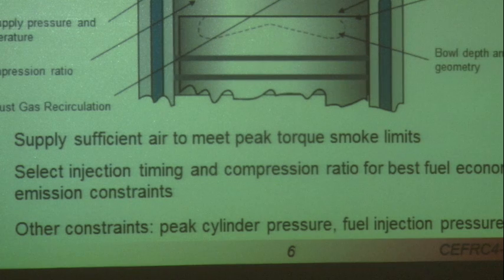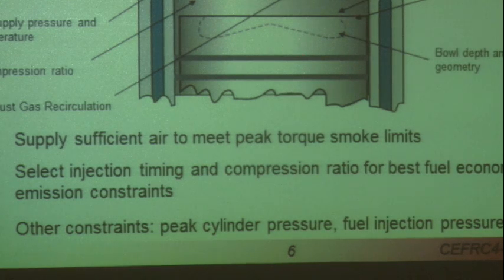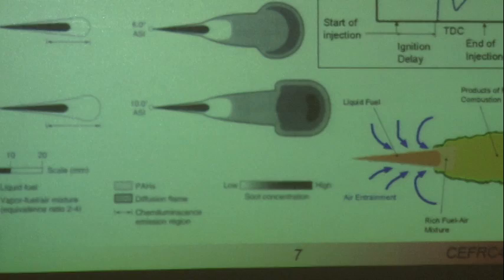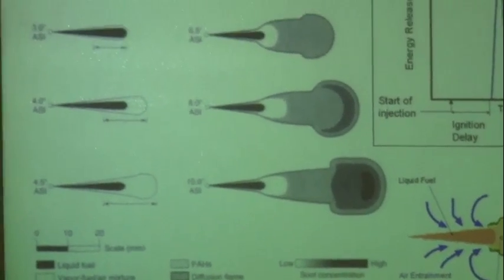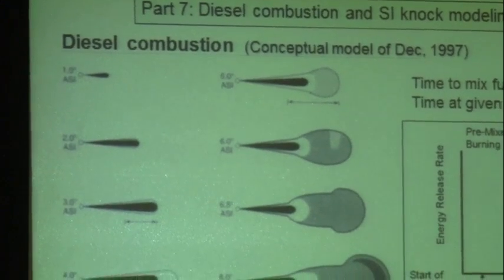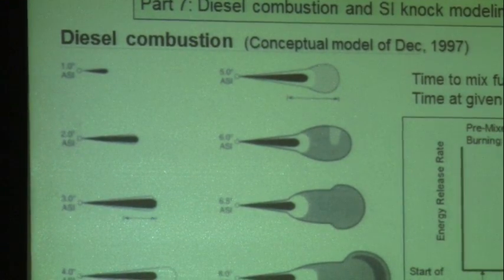Of course, there are constraints. The peak cylinder pressure, even though they're a lot higher than in a spark ignition engine because of the sturdiness of the engine, you still have cylinder pressure constraints, also fuel injection pressure constraints. So those are some of the design criteria that a designer starts out on day one considering. So diesel combustion has been analyzed for many, many years.